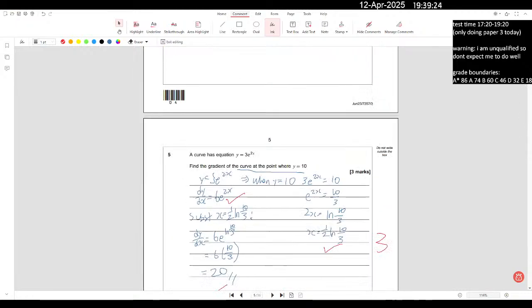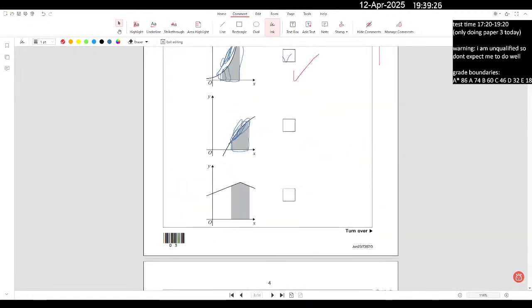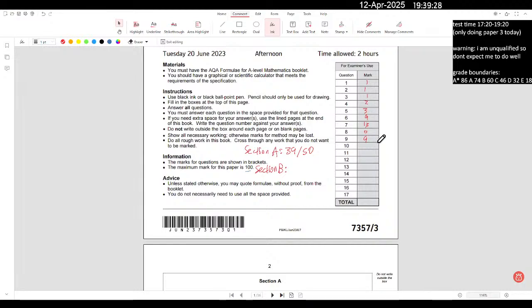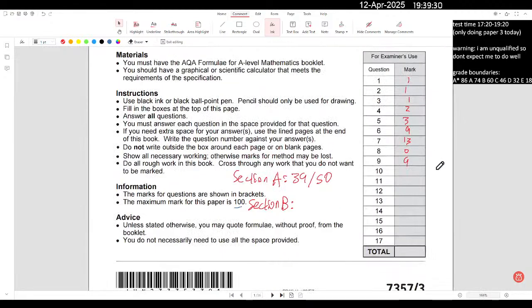Okay. Adding that up, 1, 0, 8, 4, 1, 9, 3, 3. Section B, 29 out of 50. So what is 39 plus 29? 68. I got 68. Wow, that's still higher than my paper 1. How the hell did I get higher than paper 1 still? Okay, I got 68.